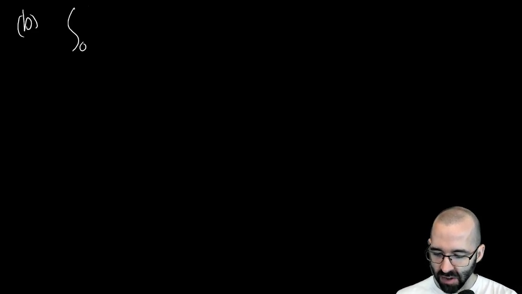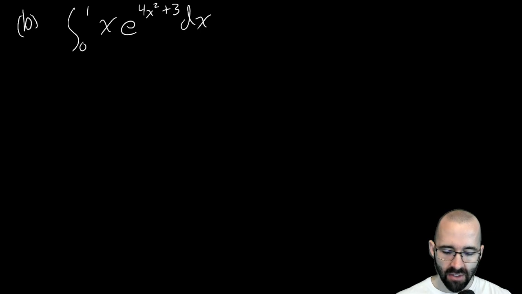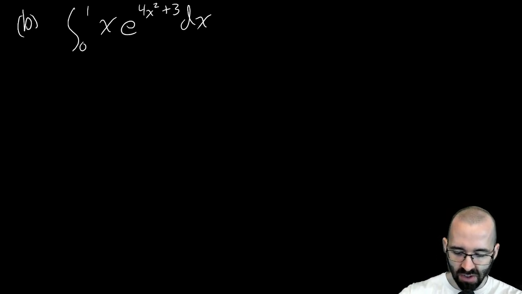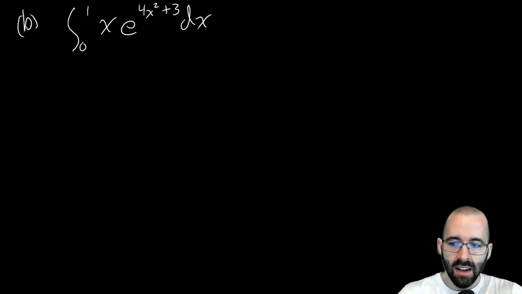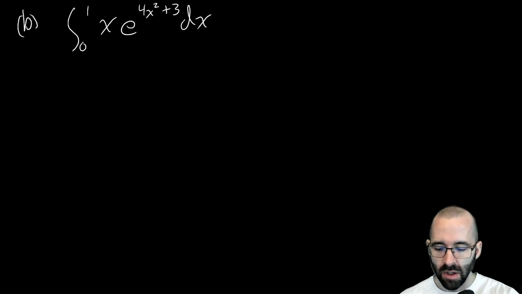Part B is the integral from 0 to 1 of x times e to the 4x squared plus 3 dx. We haven't done a lot of exponential functions since the introductory video. My wrist feels a little weird today. But our inside function here will just be what's on the inside of the exponential function. And that'll be our guess, and we'll see if it works.